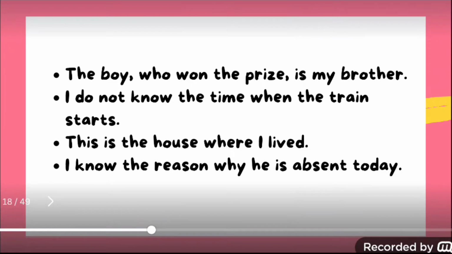So again, I'm telling you, an adjective clause is a type of a dependent or a subordinate clause which is used to describe the noun of the main sentence or the main clause.